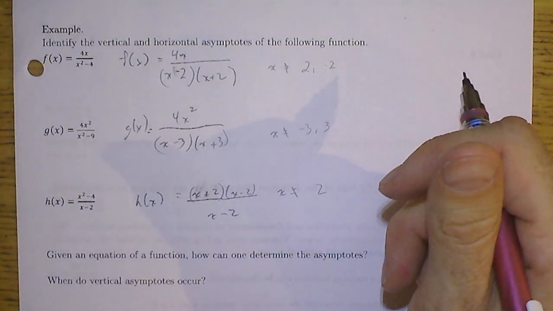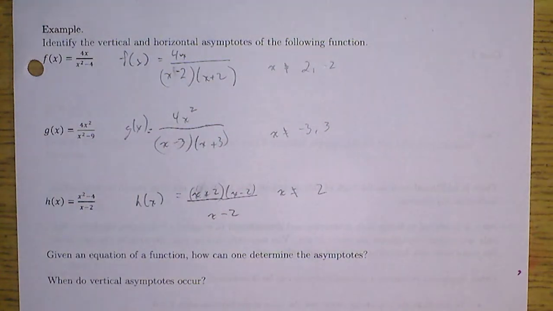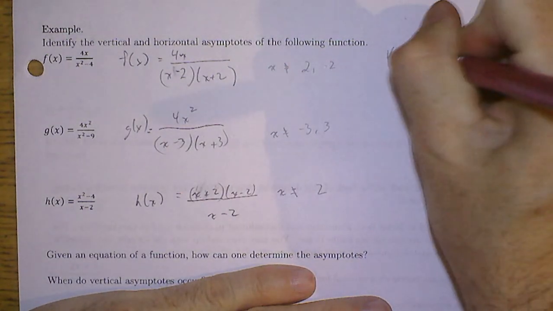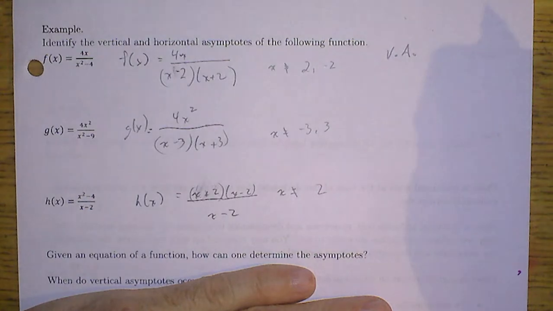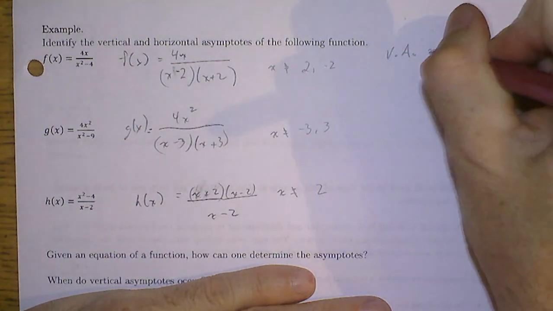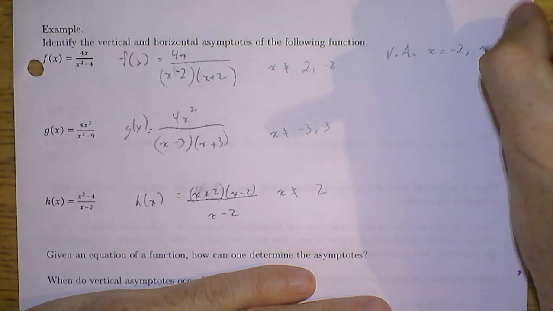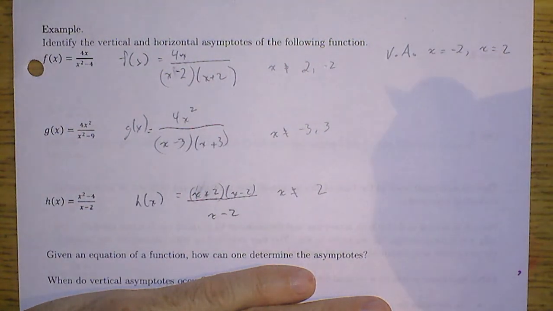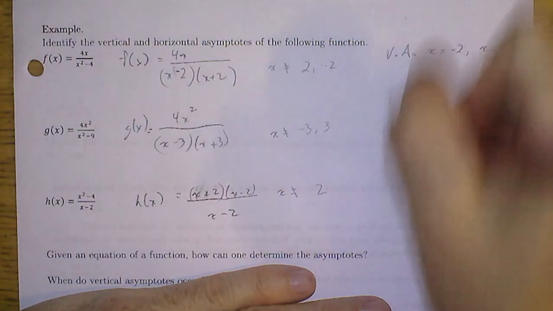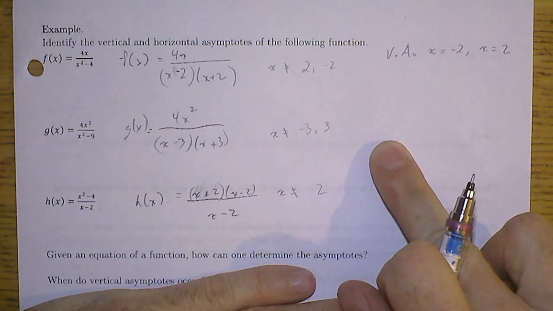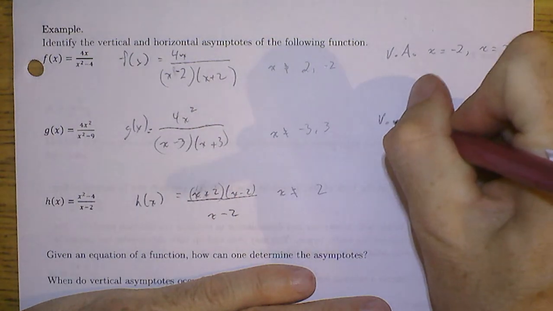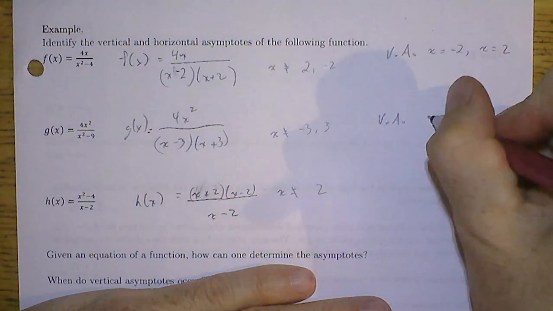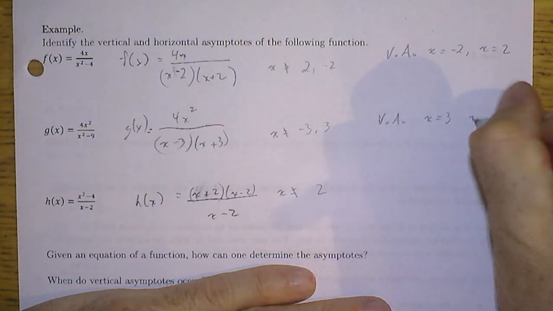Now, let us look at the horizontal and vertical asymptotes. I'm just going to write VA for vertical asymptote. My vertical asymptotes, I know and you know you don't know the rule yet, occur at x is equal to negative 2, x is equal to 2. I'm going to move on to the second one for vertical asymptotes. My vertical asymptotes for the second one are going to be x is equal to 3 or x is equal to negative 3.